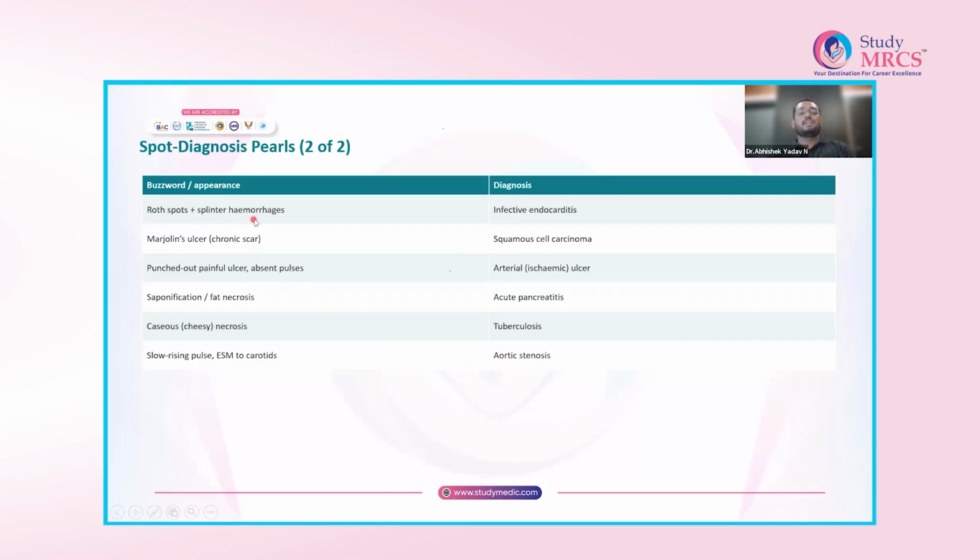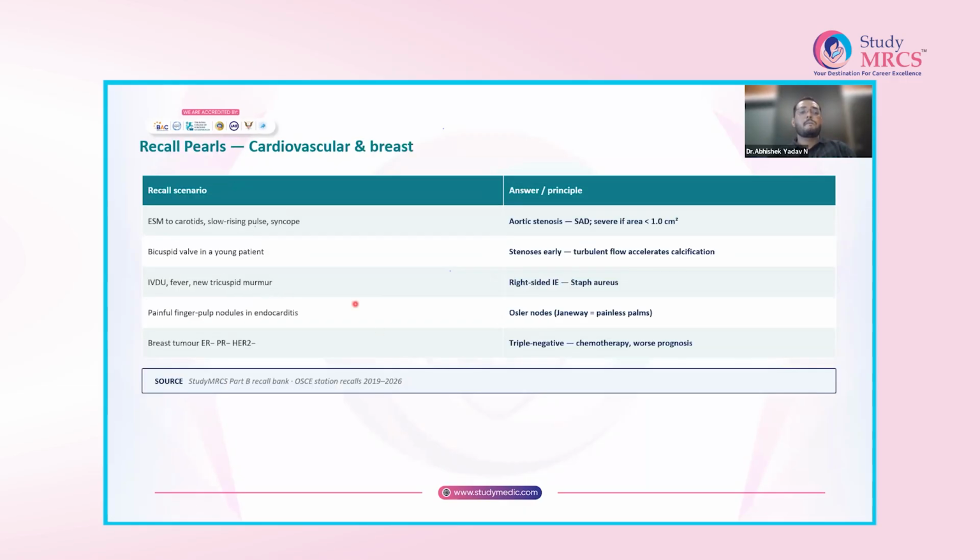Roth spots with splinter hemorrhages, think in terms of infective endocarditis. Marjolin's ulcer, the chronic non-healing one, is a squamous cell carcinoma. Punched out, painful, large ulcers, it's an arterial ulcer. Saponification is fat necrosis; caseous necrosis is in the case of tuberculosis. Narrow pulse pressure, ejection systolic murmur radiating to the carotids, and slow rising pulse go in favor of aortic stenosis. Syncope, these are the SAD features I already said.